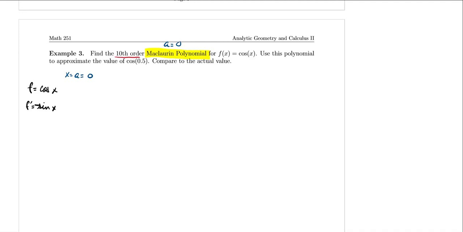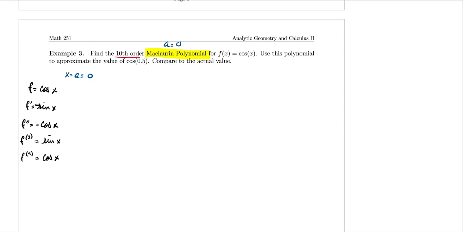Remember, anytime that you're taking the derivative of a trig function that starts with a c, our answer is negative. Then the derivative for the negative sine of x is going to be a negative cosine of x. Okay, taking the derivative again, the derivative now of a negative cosine of x is going to be equal to a positive sine of x. Now for the fourth derivative, we're going to get a cosine of x.